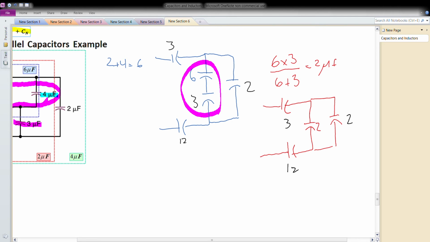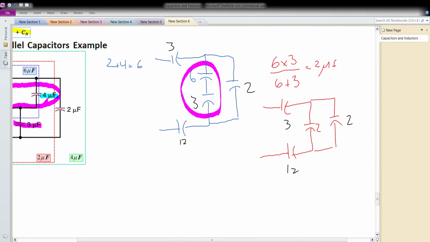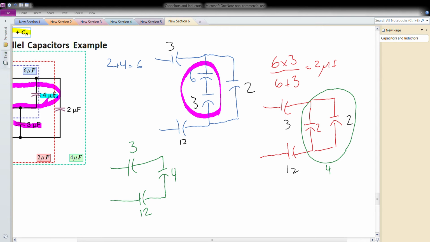And then back and forth, so these two, as it's shown in green here, they're going to be in parallel again, right? So these two will be in parallel, they add up, become a 4, basically, and then my final circuit will look like this. So 3, 12, 4, and so that's basically going to be our equivalent circuit.